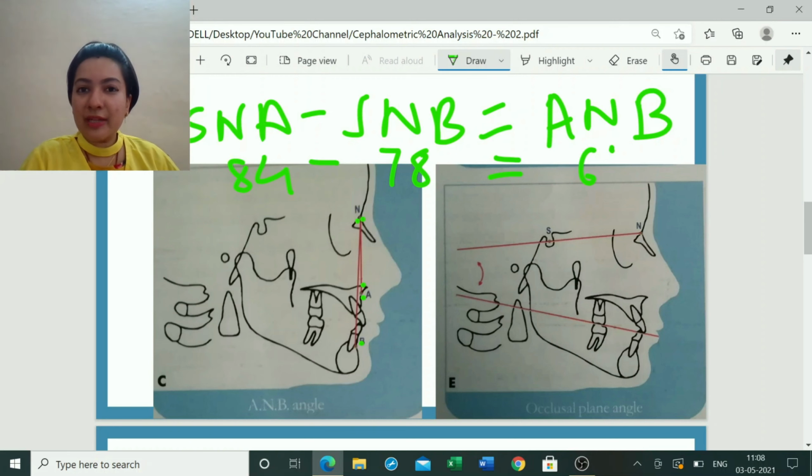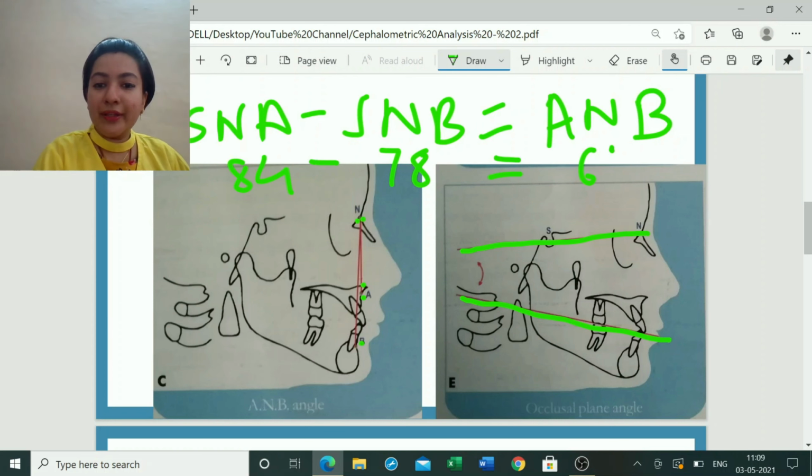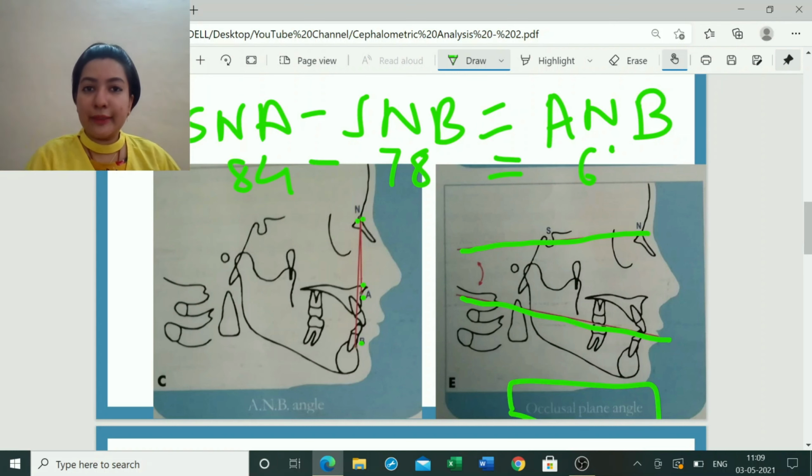The next parameter given by Steiner is the occlusal plane angle. How do you calculate the occlusal plane angle? First we draw the anterior cranial base, that is your SN line, and then we draw the occlusal plane. The occlusal plane was taught in the previous lecture, where one of the horizontal lines was the occlusal plane, which is made by joining the occlusal tip of the posterior and the incisal edge of the anterior. When you stretch it backwards, the angle which you get becomes your occlusal plane angle. Occlusal plane angle is indicative of canting, like the cant of occlusal plane which we had in Downs.